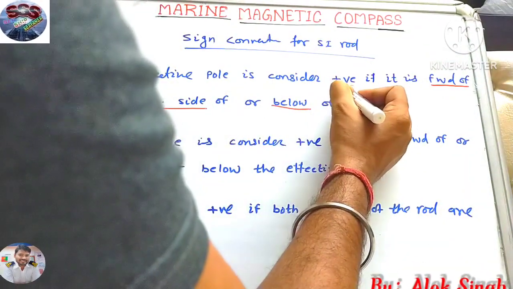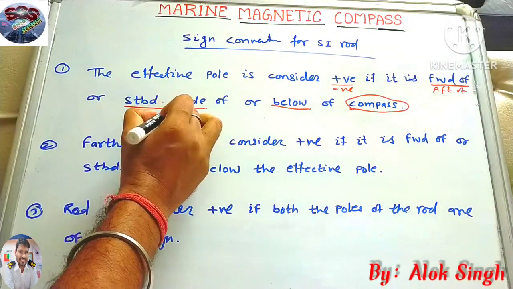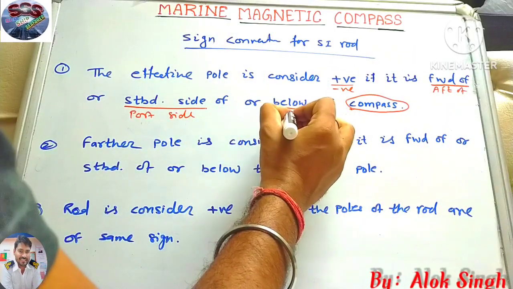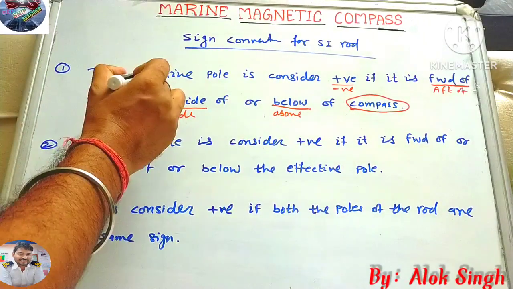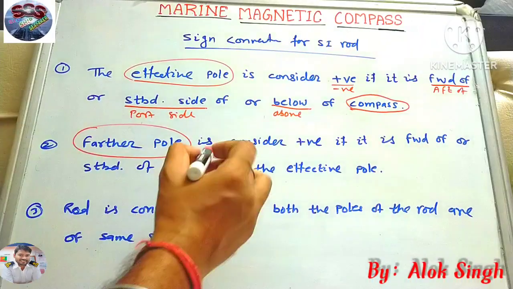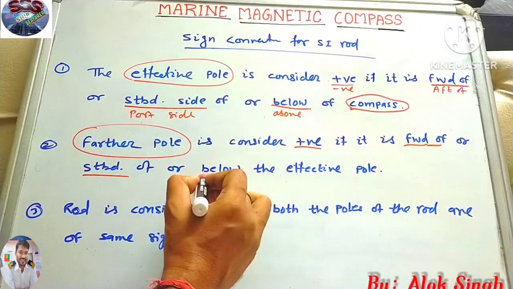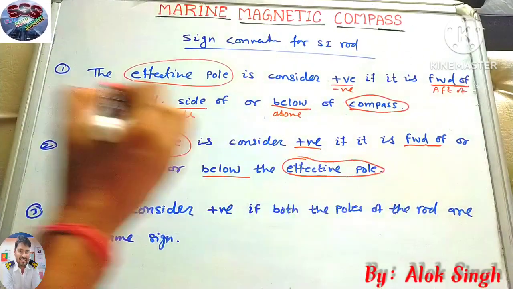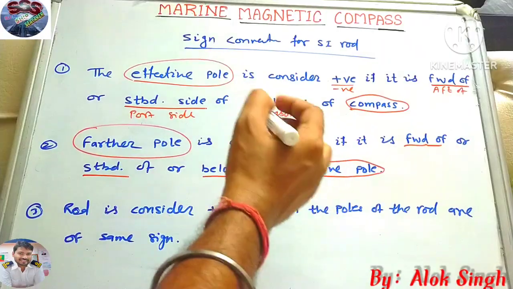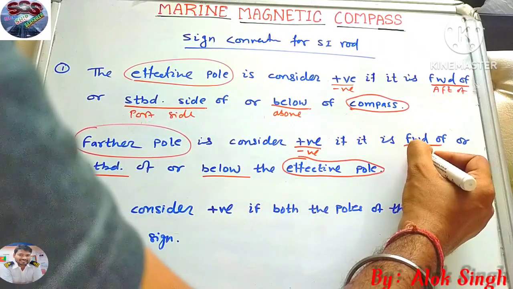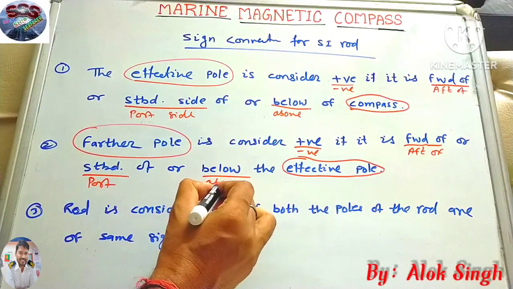The same thing will become negative if it is aft of, port side of, or above the compass. So it will become negative, otherwise it is positive. That was for the effective pole. Now the further pole is considered positive if it is forward of, or starboard of, or below the effective pole, not the compass, but the reference point is the effective pole. Here the reference point is the compass. And the same will be considered negative if it is aft of, or port side of, or above the effective pole.